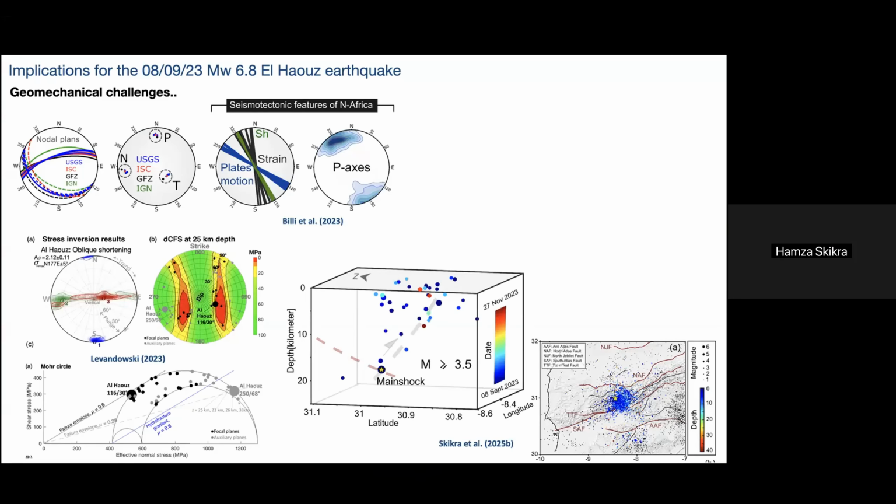Yes, indeed. There is actually plenty of research that was published recently. The majority of these analyses indicate that the steeply dipping fault is the most probable causative fault for these events.